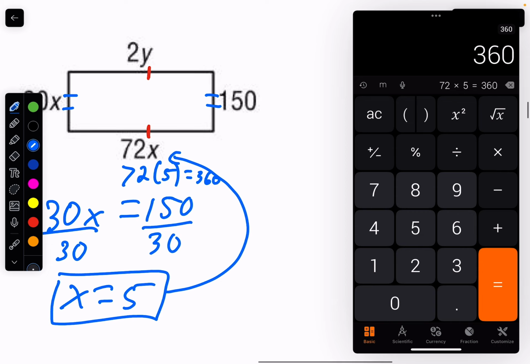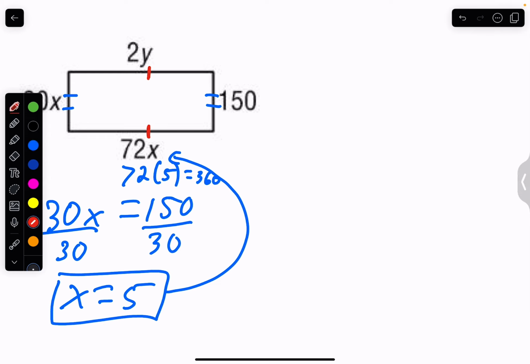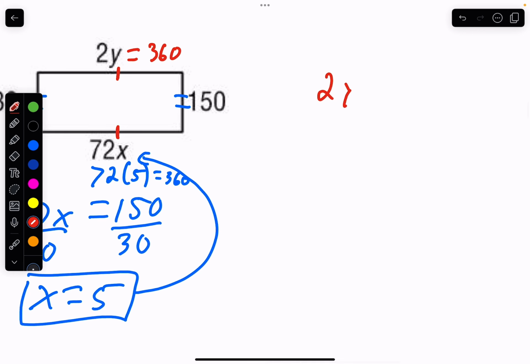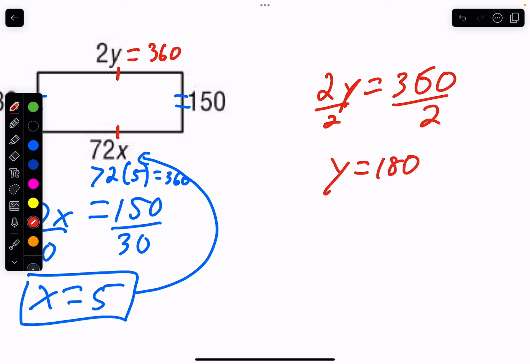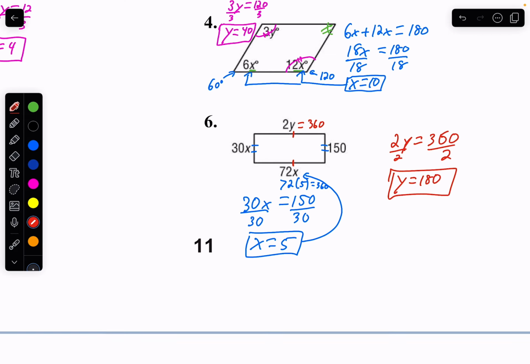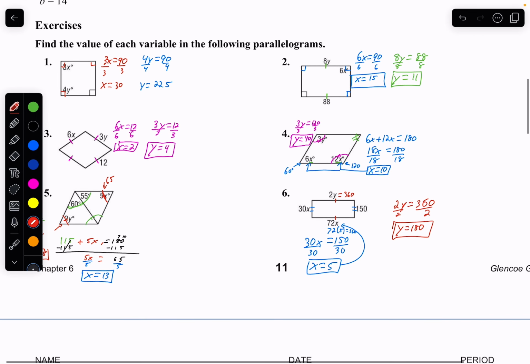Now I know exactly what the top side is. 2y is 360. So I'm going to write that because this is 360. 2y equals 360. You divide by 2. Y equals 180. And you're done with problem number 6. So those are all the problems for the first half of the lesson.